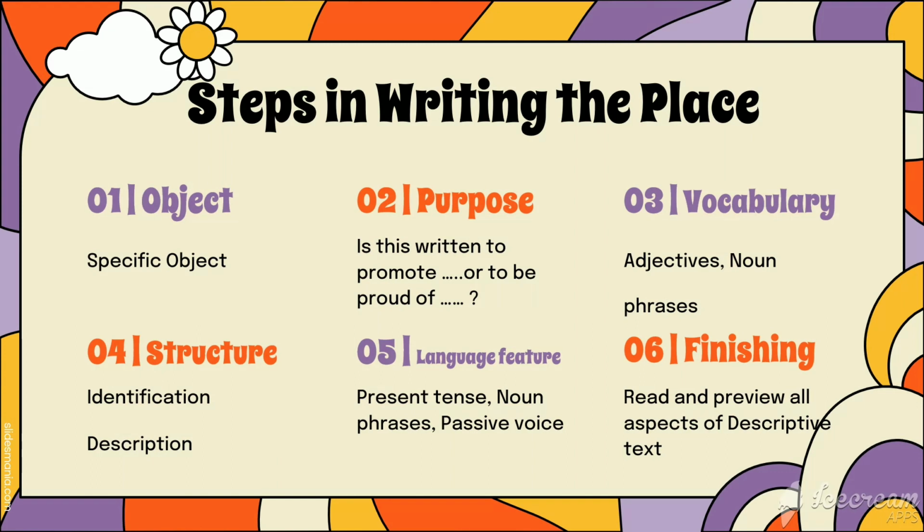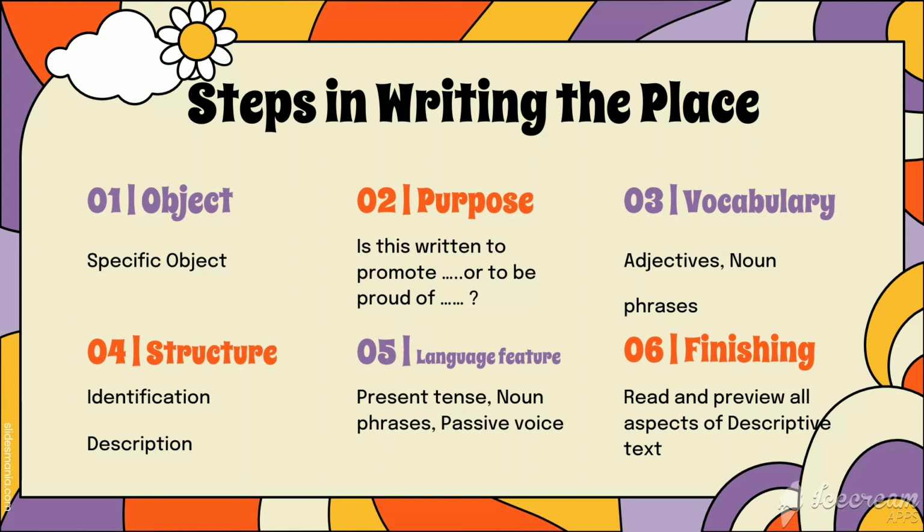And then second, you have to decide also the purpose. Is this written to promote that place, or to be proud of that place? Okay, which one? So you have to choose one of these. And then the third is analyzing the vocabulary needed in writing that place. I mean related closely to the specific object that you have chosen just now. For example, the adjectives needed and noun phrases, they are closely related to each other with vocabulary.